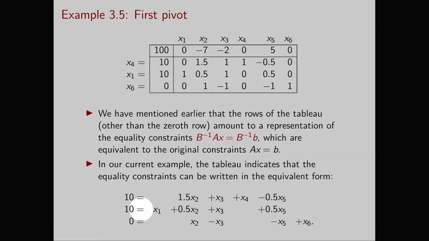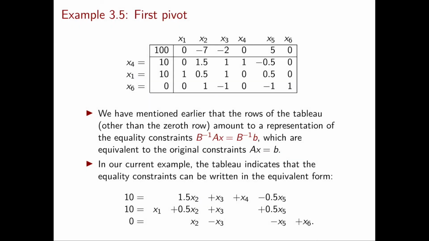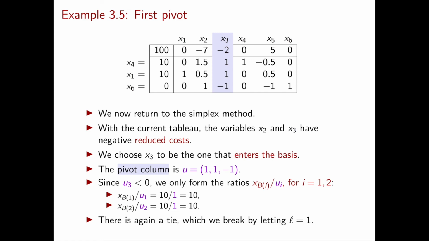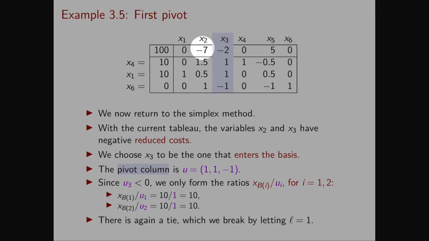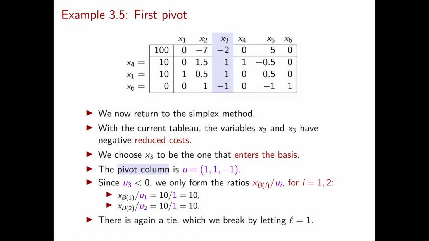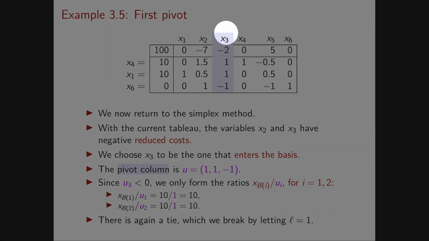Now, this system of equations is equivalent to the original one, Ax equal to b. We're now ready to get back to the simplex method. We look at the reduced costs. There are 2 negative ones, and the pivoting rule will tell us which one enters the basis. Since I'm your pivoting rule, I tell you that x3 should enter the basis. So the pivot column is this one, and the vector u is (1, 1, -1).